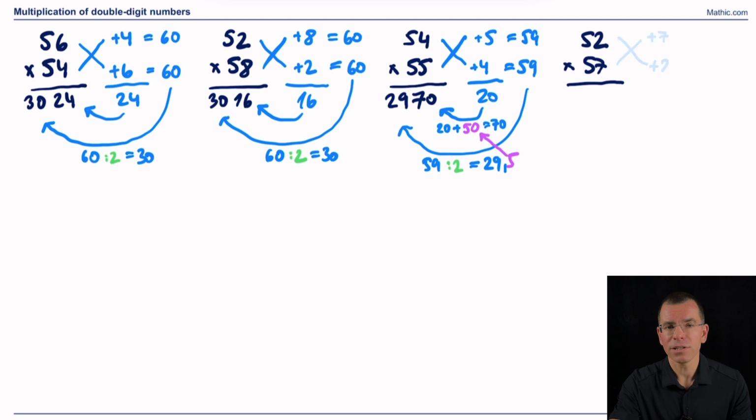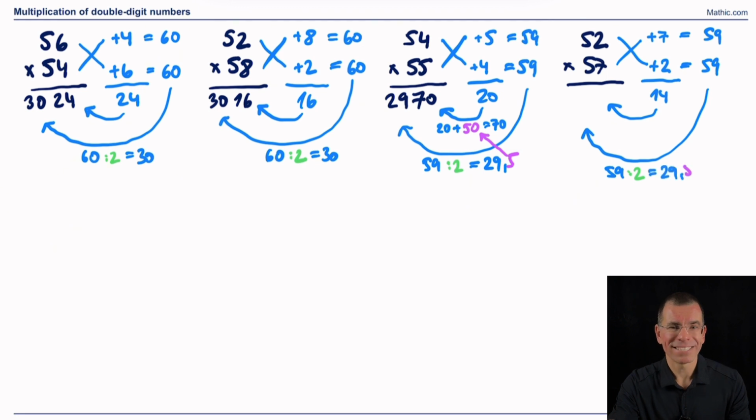52 less 50 is 2. 57 less 50 is 7. 2 times 7 is 14, so the last two digits shall be 14 for the time being. 52 plus 7 or 57 plus 2 is 59. 59 divided by 2 is 29.5. So we have first two digits of the final result of 29 again, with 0.5 being moved next to the line. So the last two digits would not be 14, but rather 64. The final result is thus 2964.